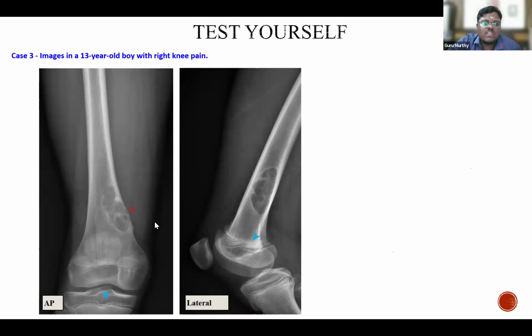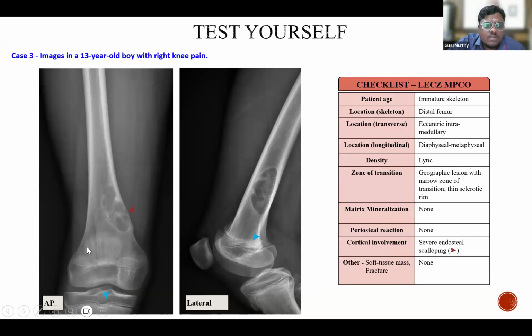So, next entity. Usually these are minor cases. We'll see the checklist. There is an immature skeleton, and there is a lesion in the distal femur which is eccentrically located. It is in the metadiaphyseal region. It is lytic in nature. It is geographic with a narrow zone of transition and a thin sclerotic rim is seen.